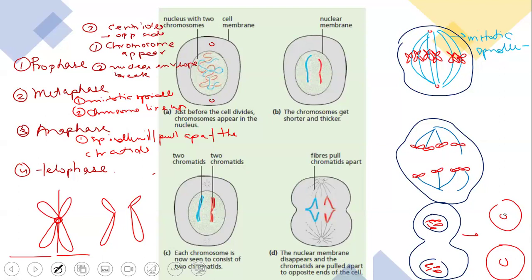Mitotic spindle, Tia. Spindle. I think that's what you were asking. Spindle is S-P-I-N-D-L-E.